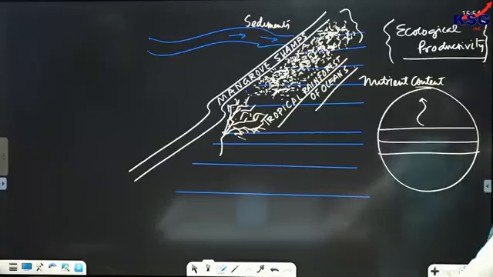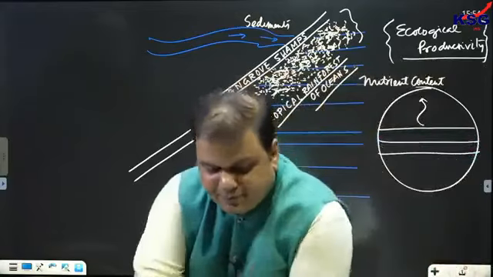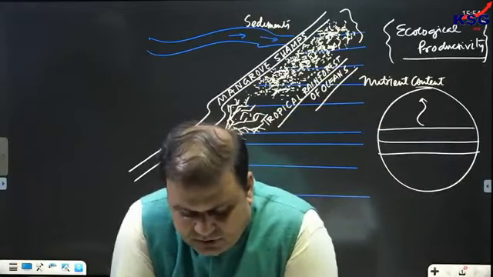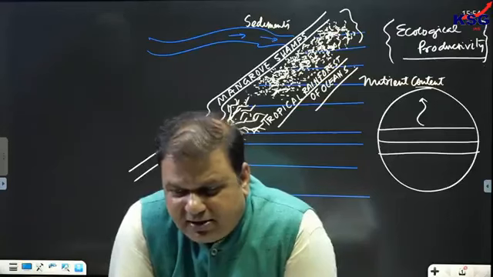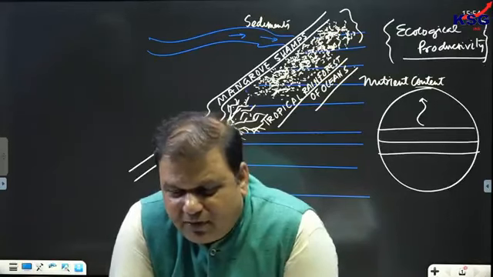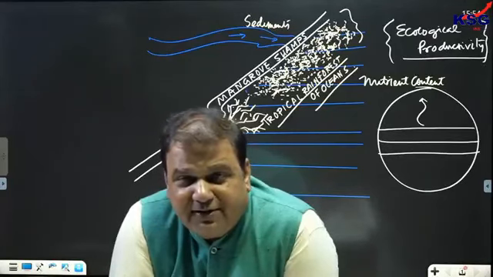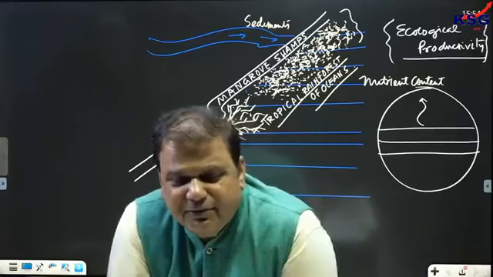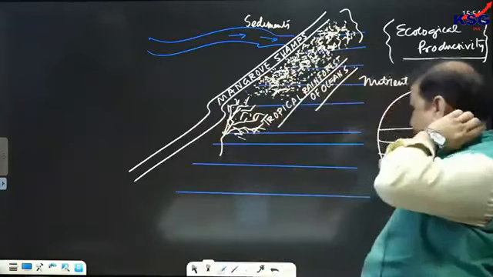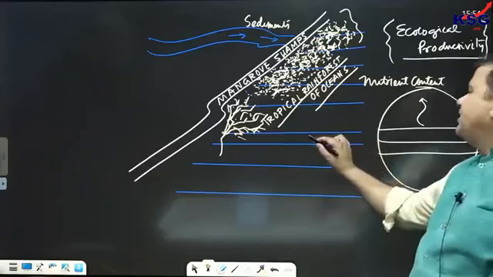And we can see in this area, the corals are in a symbiotic relationship with a primary producer called zooxanthellae. Write down: in this area, the corals are in a symbiotic relationship with primary producer zooxanthellae.